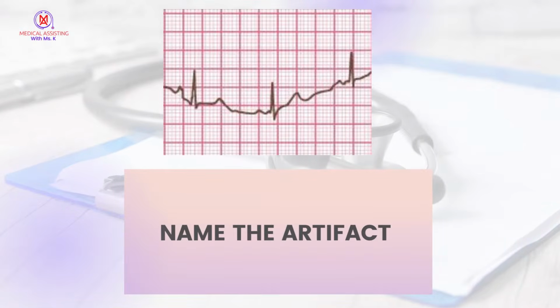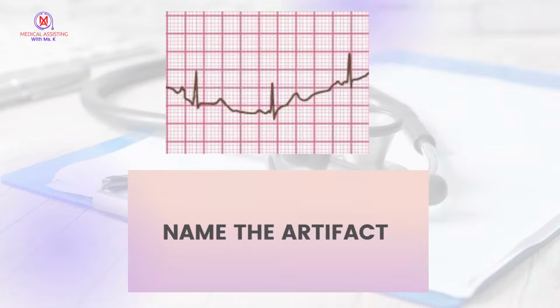All right. So let's look at this picture here. For some questions, you may actually see a picture of an EKG and you have to maybe name the artifact that's being shown, or maybe you have to name the rhythm. And sometimes in the question, you may not see a picture, but it may describe the artifact. But in this case, we have a picture here. So does anybody know what this artifact is? Looking at the picture, do you know the name of the artifact?